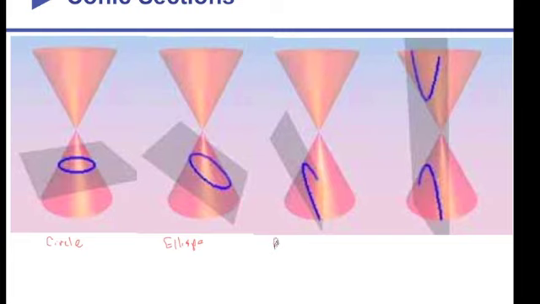Here's a shape we're familiar with. It's the parabola, and that's the quadratic equations that we've dealt with before. If you have that plane pretty much go straight up and down through both edges of the cones, then you get what's known as a hyperbola.